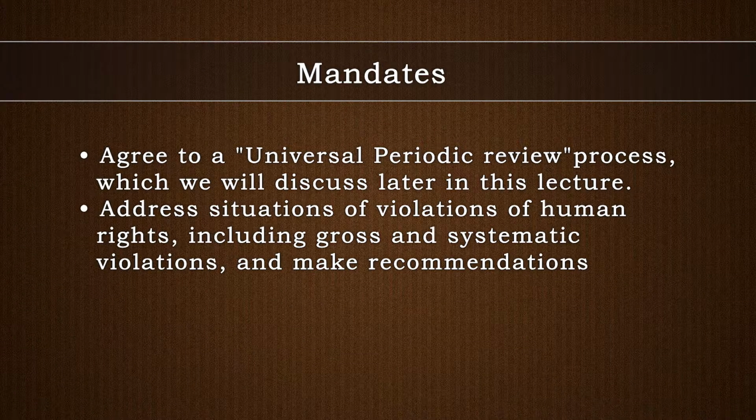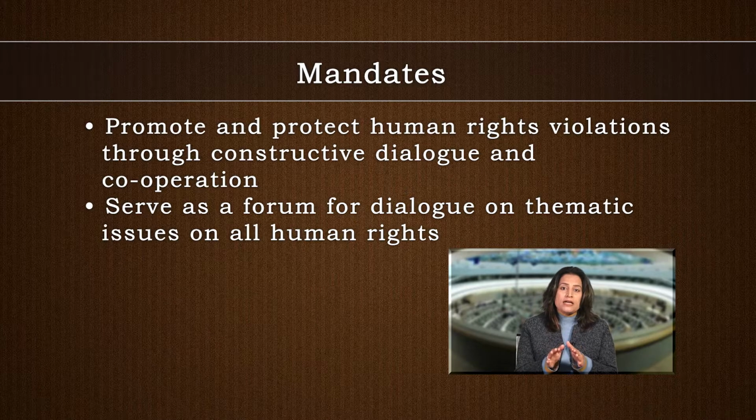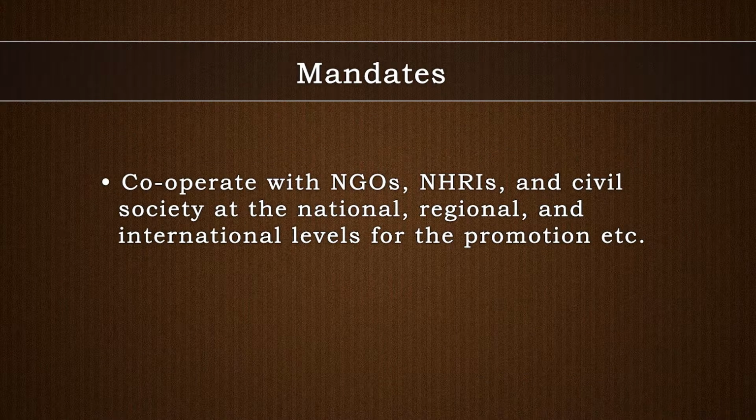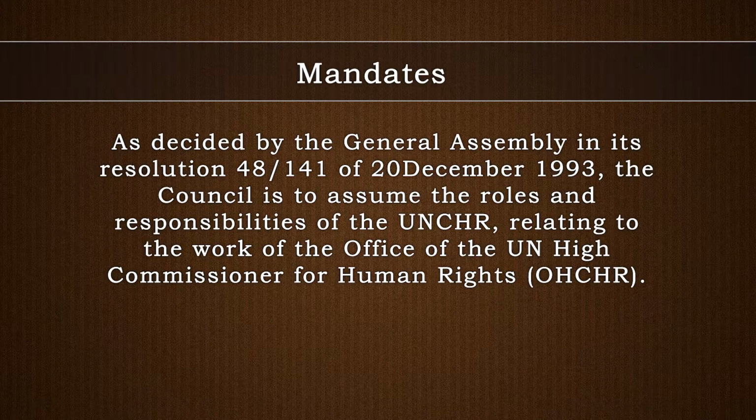The Council has certain mandates. It was specified in the General Assembly resolution that the UNHRC, or the Human Rights Council, should agree to a universal periodic review process, which we will be discussing later in this lecture, to address situations of violations of human rights, including gross and systematic violations, and make recommendations, promote and protect human rights through constructive dialogue and cooperation, serve as a forum for dialogue on thematic issues on all human rights matters, cooperate with NGOs, NHRIs, that is National Human Rights Institutions, and the civil society at national, regional and international levels for the promotion of human rights, etc.